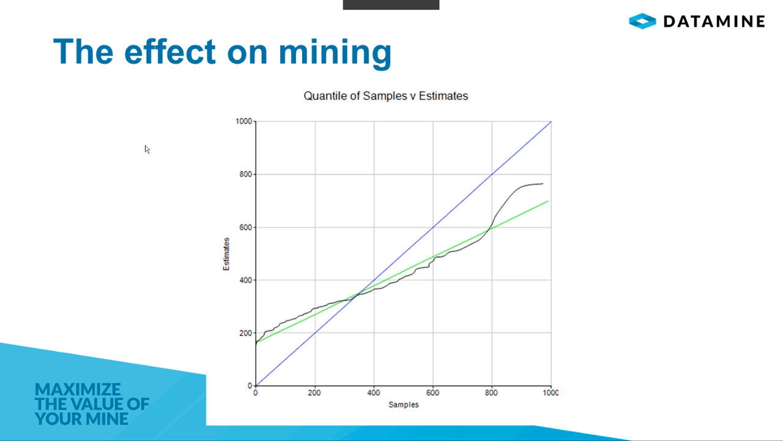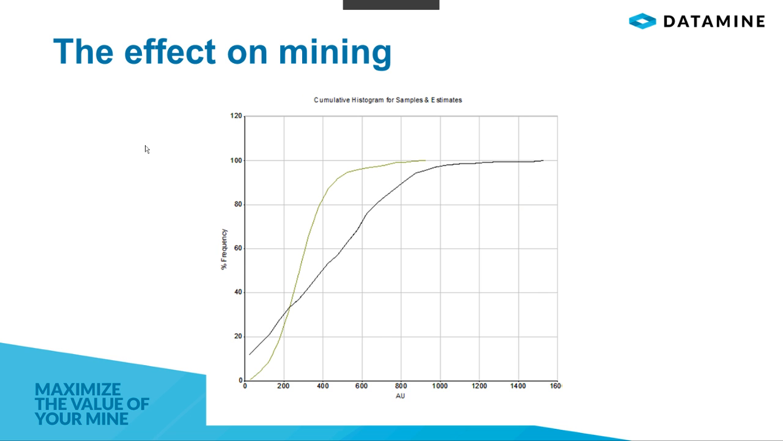This can be seen in this graph as well. We've got the black line representing the samples, and the green line representing the block estimate. You can see that the curve abruptly reaches a high percentage frequency, the green line, at relatively low grade compared to the samples represented by the black line, where we see quite a long tail of high grade. But those high grades have effectively been smoothed away into the larger block.